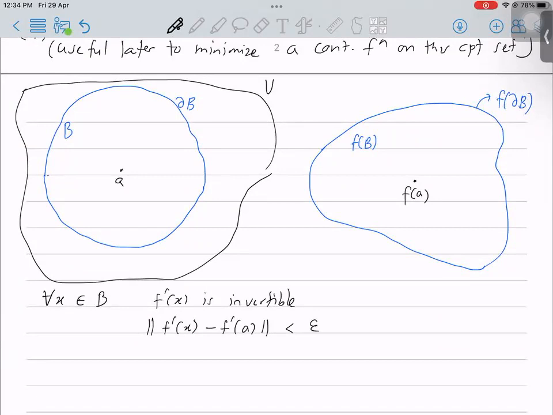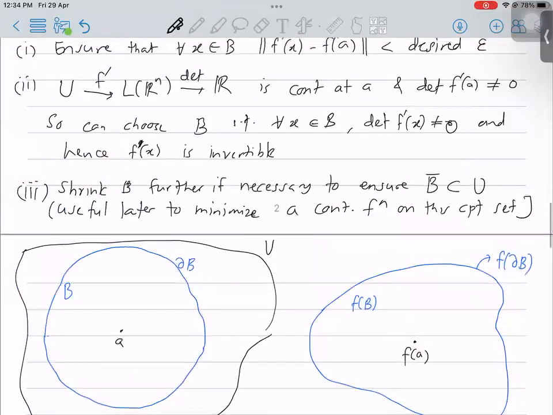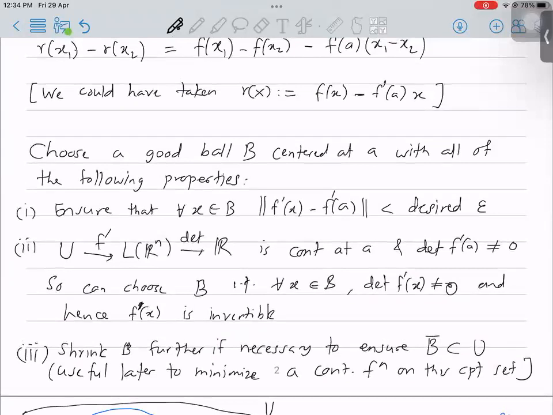Sir, when we write B, we just mean the open ball, right? We mean the open ball. So I should say this: choose a good open ball.